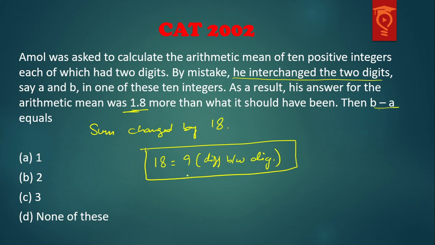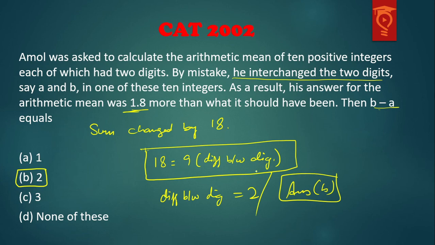So the difference between digits clearly is 2, and to do this you did not need to write so much. This is in your mind if you know the trick, the technique. So the answer clearly becomes the second option. Okay, moving on to the next question.